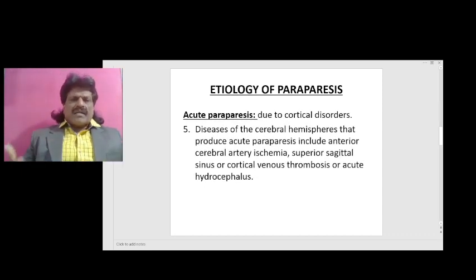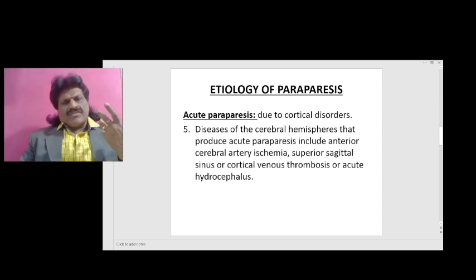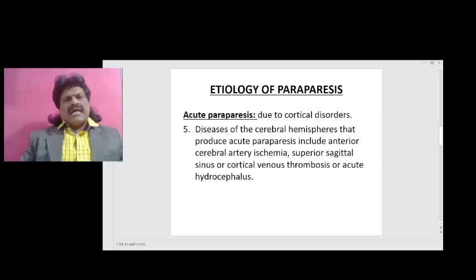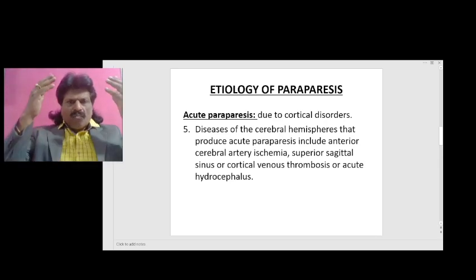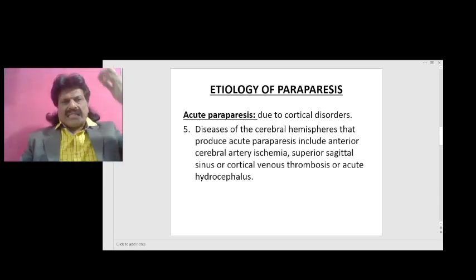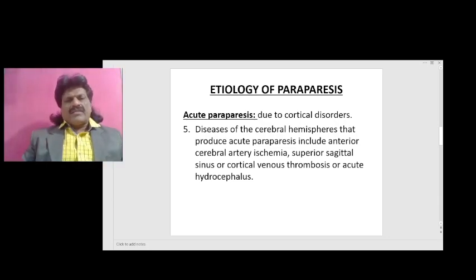Sometimes acute paraparesis may be due to cortical disorders also. So the diseases of the cerebral hemispheres that produce acute paraparesis include anterior cerebral artery ischemia, because the anterior cerebral artery supplies the leg area, and therefore when the bilateral anterior cerebral arteries are affected, both the leg areas get affected. Patients present with paraparesis. Or there could be a superior sagittal sinus or a cortical vein thrombus or an acute hydrocephalus.